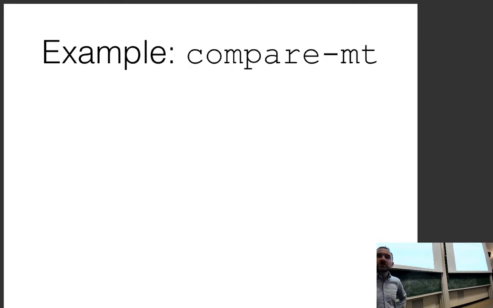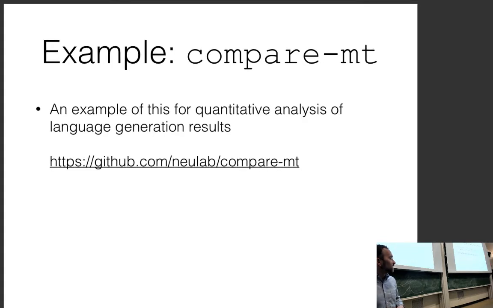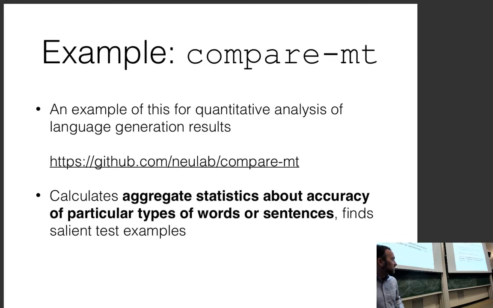This is a toolkit that we just released. I've told some people about this. Specifically, this is for quantitative analysis of things like language generation, where you're generating text, and machine translation or dialogue response generation. And it calculates aggregate statistics about accuracy of particular types of words or sentences and finds salient examples. One thing I want to emphasize here is this is not something that works only for sequence models. Our toolkit was designed for sequence models, but this type of analysis can be used for any task that you're interested in.